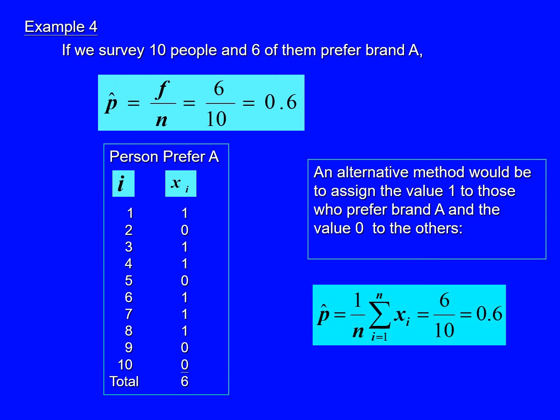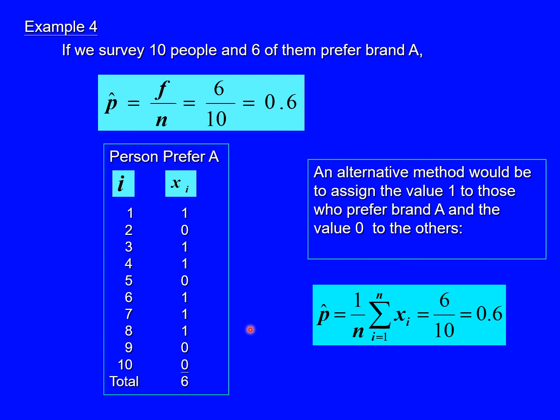We give brand A the value 1 and brand B the value 0. So the proportion of brand A units will be the ordinary average, which is 0.6. This is the proportion of brand A in the sample. Or we calculate how many A's: 1, 2, 3, 4, 5, 6 ones divided by the sample size 10.